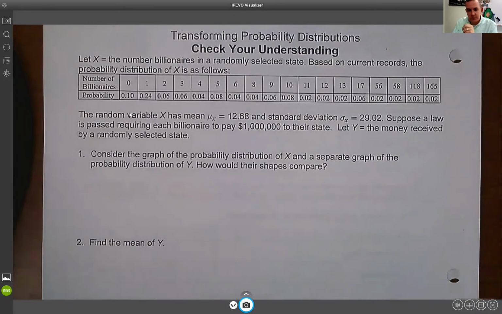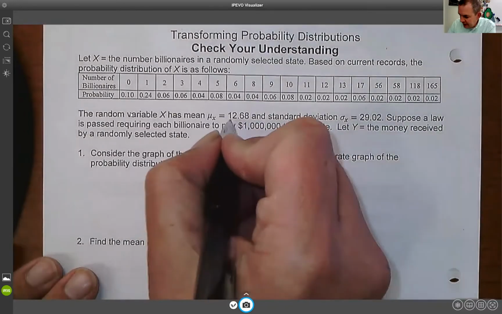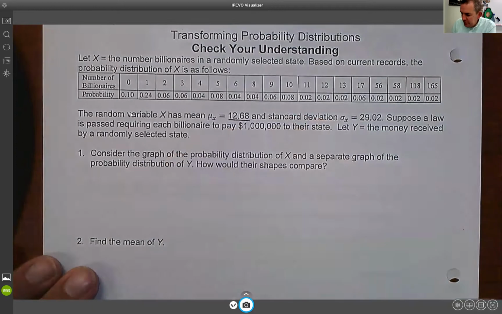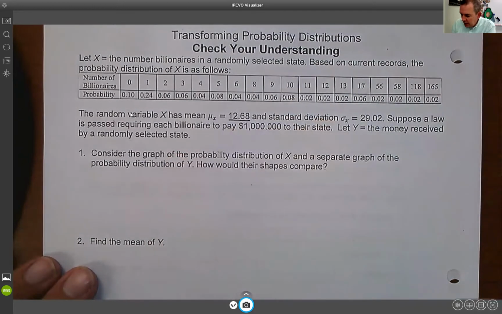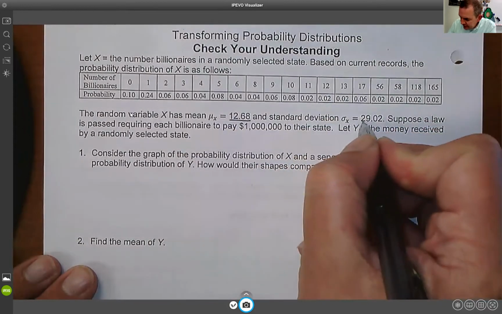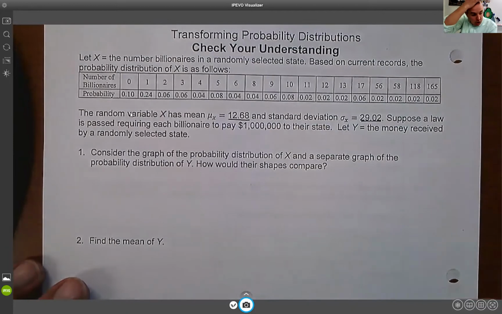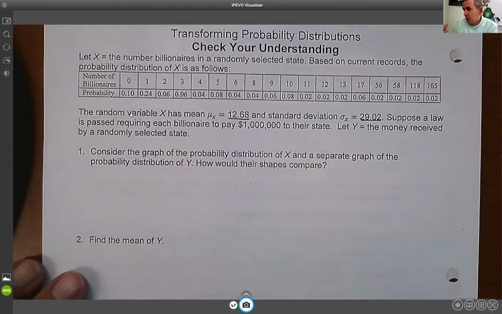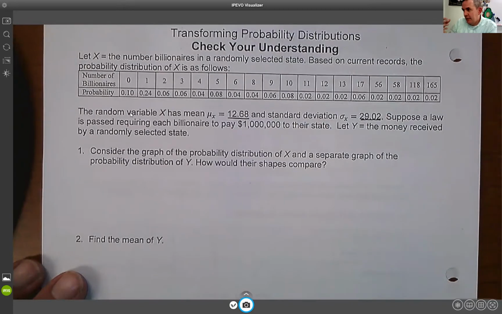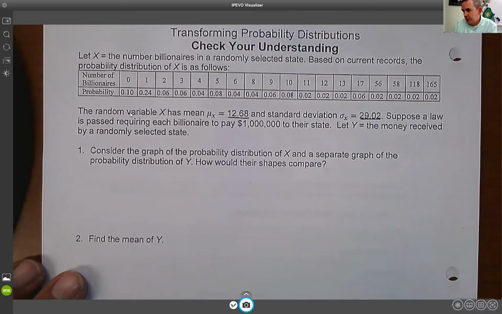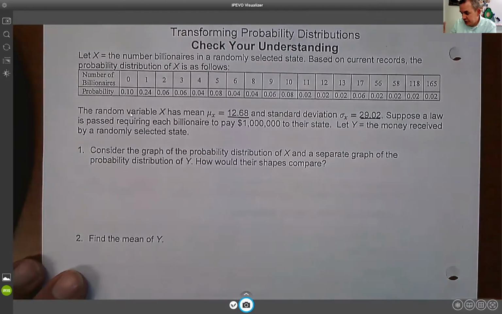What's really nice is we didn't have to figure out the mean and standard deviation of this. It was given. It said that the average number of billionaires in a state is 12.68, and the standard deviation is 29.02. So the distribution has a mean of 12.68 and a standard deviation of 29.02.